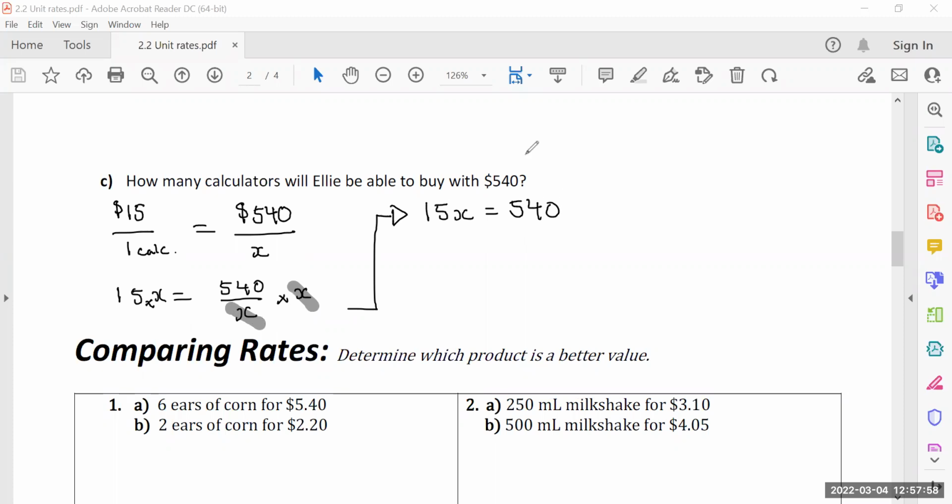And then Maddie's like, well, I just divided by 15. This is why. If I divide both sides by 15, I can get x all alone. 15 divided by 15 is a 1. And 540 divided by 15 is 36. If I had $540, I can get 36 calculators.